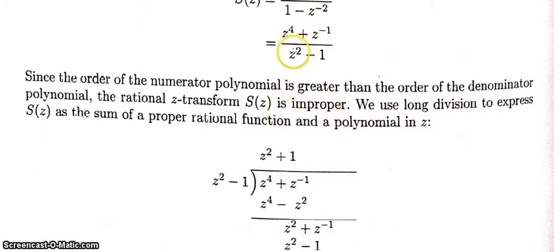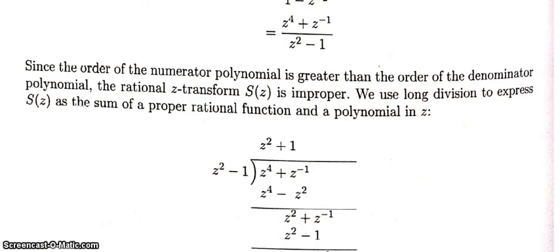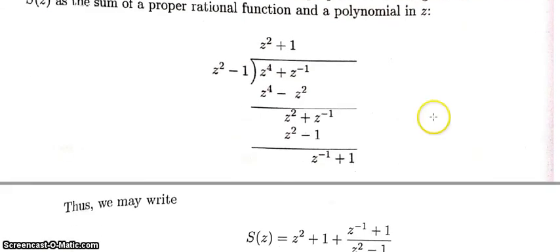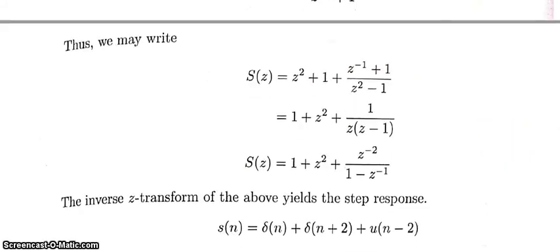So first we have to write it in proper fraction form, that is, we have to divide the numerator by the denominator polynomial. We can make use of long division for that. The long division is expressed here: z raised to 4 plus z inverse divided by z square minus 1. Hope you are all aware of this long division process. When we do the long division we get S of z as z square plus 1 plus z inverse plus 1 divided by z square minus 1.